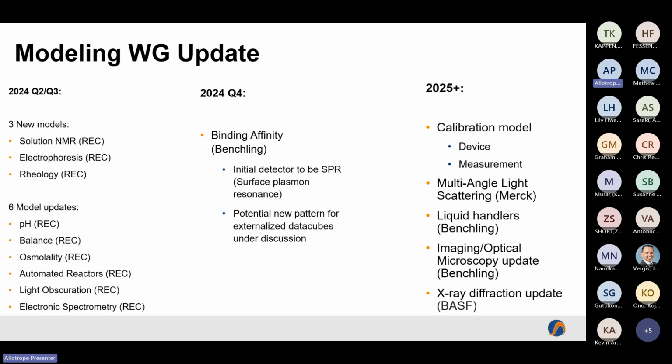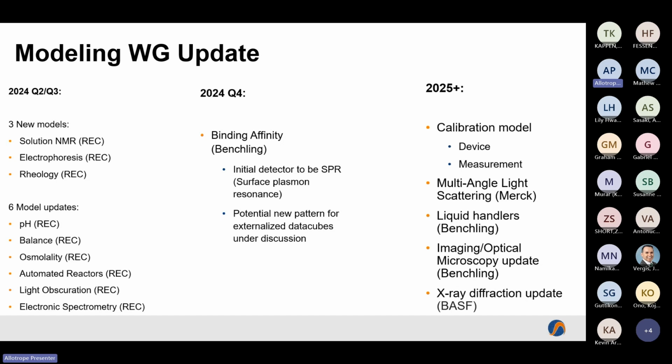In the last 6 months, we've released 3 new models: solution NMR, electrophoresis, and rheology. And the group was involved in 6 of those model updates. One of the large ones being automated reactors. That was a pre-existing model that was frankly huge, and that's had a major revision to bring it up to the current standards of Allotrope modularization, so those common hierarchy patterns that I discussed previously. As an older model and a particularly large model, that was a very large effort by that group, so kudos to the working group for pushing that through, I'd say.